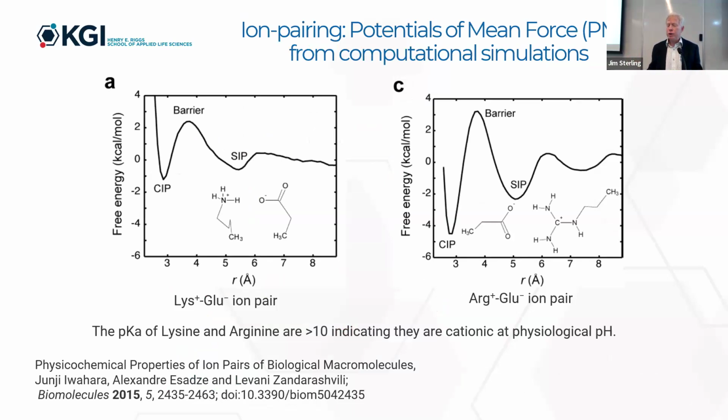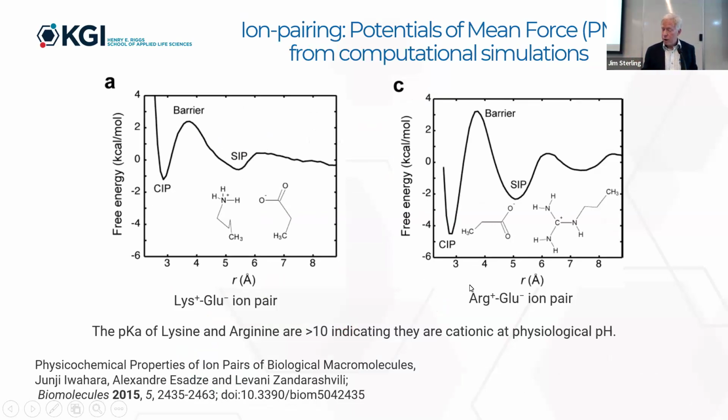This is the free energy between them at different distances between them. So what this shows is a lysine and a lysine and a glutamate, and here's an arginine and a glutamate, and you can see that the energy is below zero, meaning it's preferred interactions with a contact ion pairing or a solvent separated ion pairing.